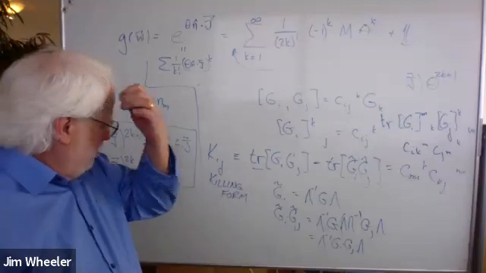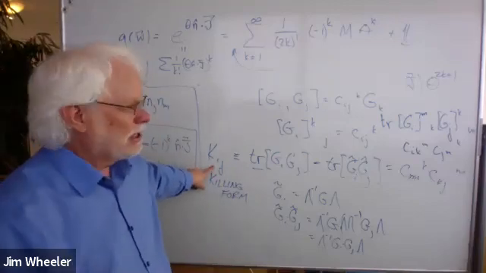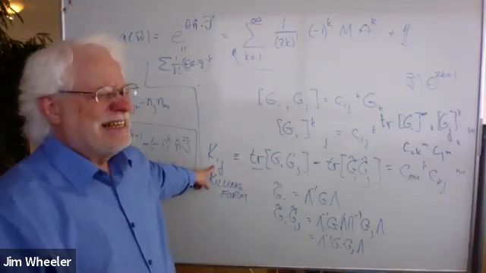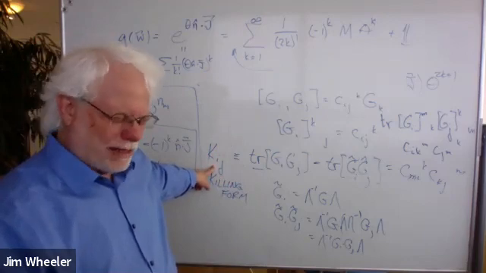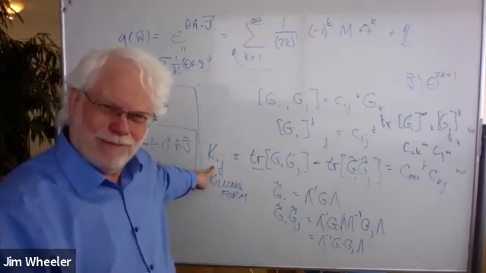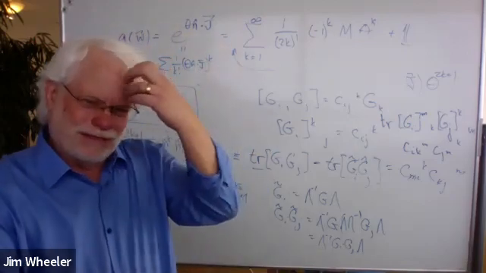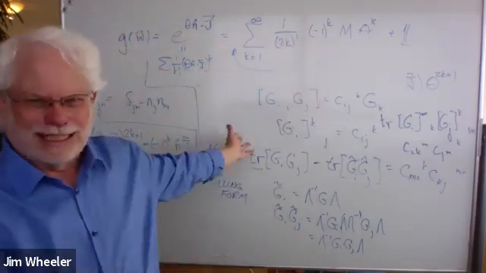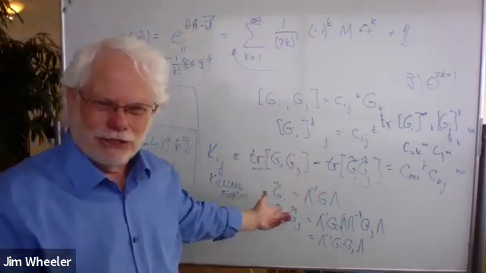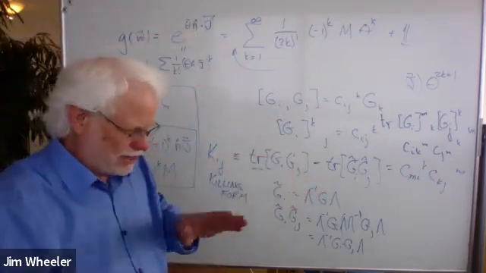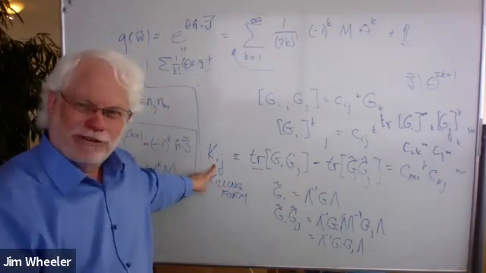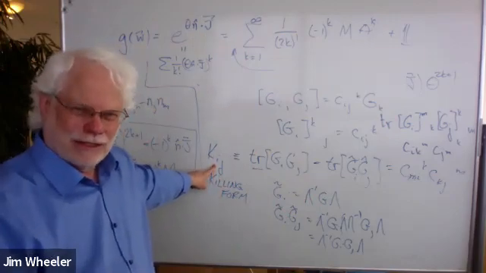The Killing form is necessarily symmetric, and for a semi-simple group, I believe it's non-degenerate. If you've got an abelian group, this thing's zero, because the structure constants are zero. So if you have a simple group, this will be non-degenerate. So SO(N) is non-degenerate.